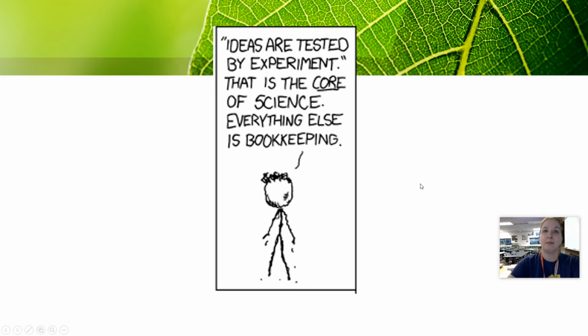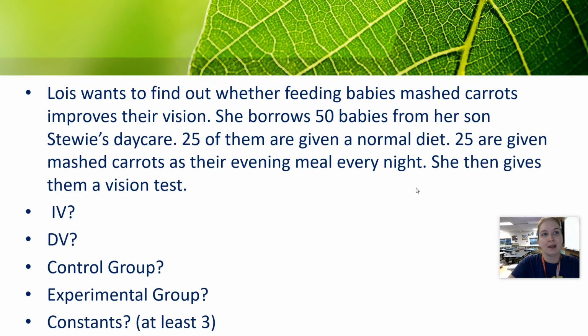Ideas are tested by experiment. This is the core of science, and everything else is bookkeeping. So Lois wants to find out whether feeding babies mashed carrots improves their vision. She borrows 50 babies from her son Stewie's daycare. 25 of them are given a normal diet, and 25 are given mashed carrots as their evening meal every night. That's going to be a mess. She then gives them a vision test.